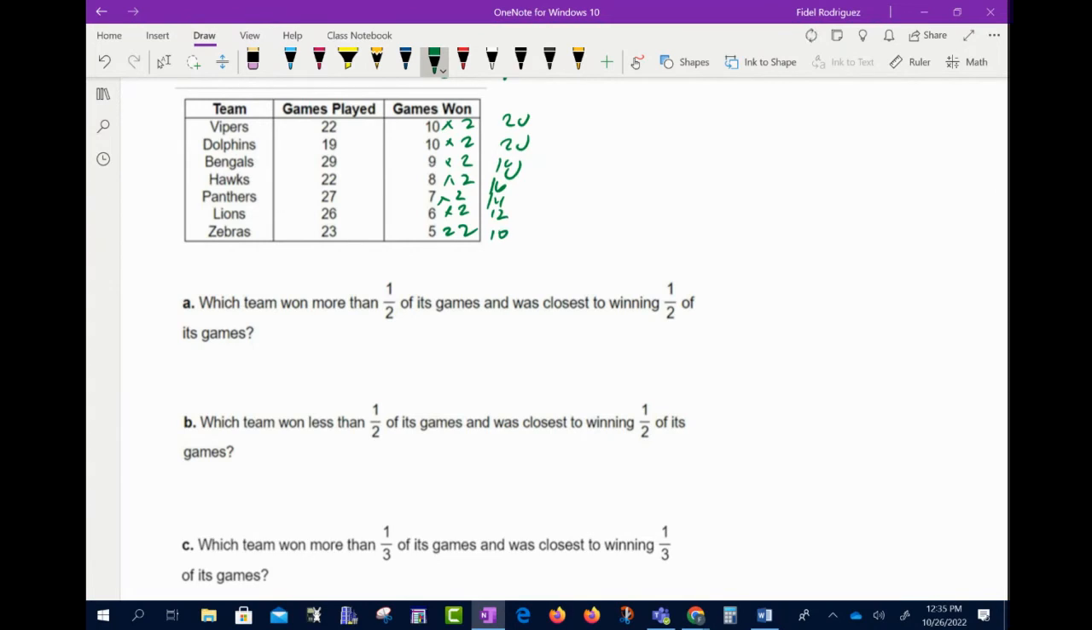Okay, what I'm trying to figure out here, y'all, is which team won more than half of the games. So once I multiply those numbers by 2, which one of those teams was bigger than the number of games that they played? So if I look at, say, the first one, the Vipers, when I multiplied it by 2, I got 20, but that's not bigger than the number of games that they actually played. But when I multiply the Dolphins by 2, I get 20, and that's actually more than the games that they played. So they won more than half of the games, and they're really close to that number. So the first one here, I would say, look, this is going to be the Dolphins, okay?